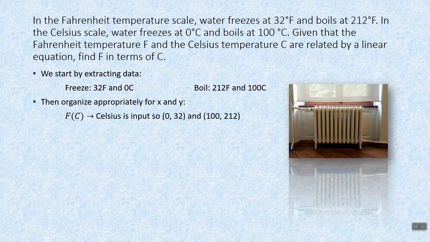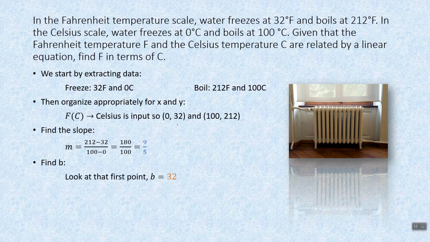So in my pairs, I'll put the 0 Celsius and 32 Fahrenheit, 100 Celsius, 212 Fahrenheit. This format, F in terms of C, will tell us the order for our points so that we can find our slope, which is 9/5. We can find our b value. Hey, look at that. Don't forget to work smart so you don't have to work so hard.